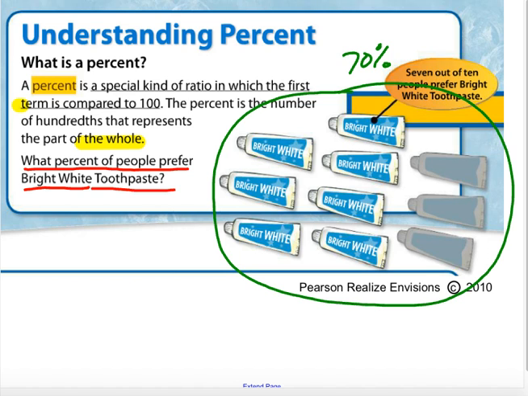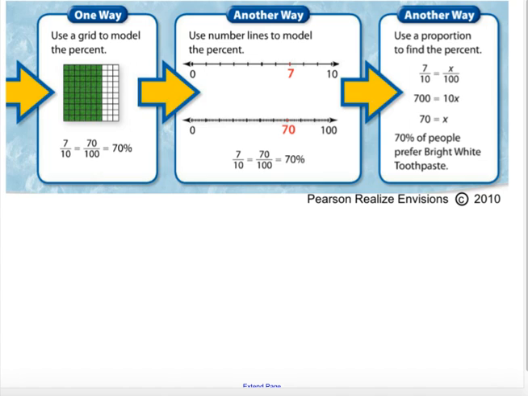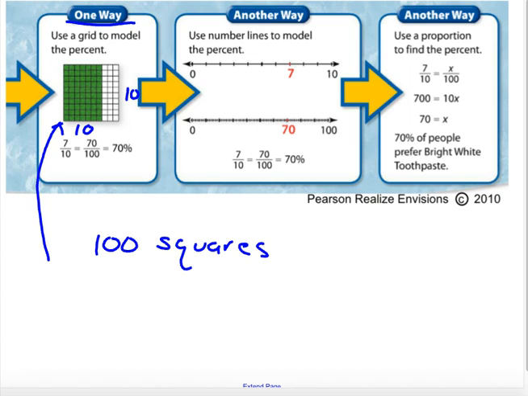So we're going to take a look at how the book illustrates the process, okay? One of the things that the book will do is to use a grid model, okay? Now the grid model is based on 100 squares, okay? 100 squares set up in 10 columns and 10 rows, okay? So you have a 10 by 10 grid, which would equal 100 squares.